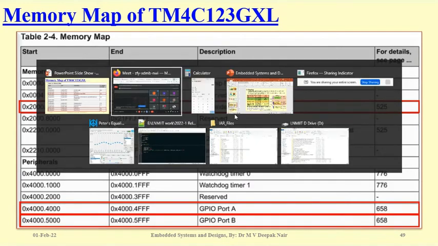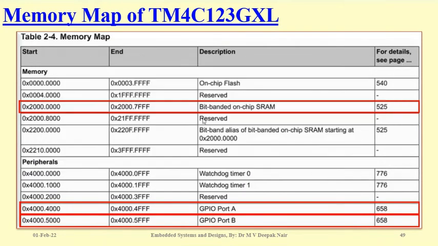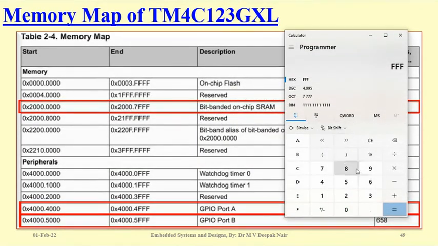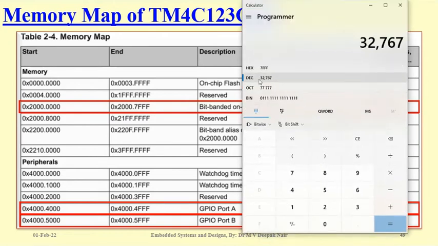Wait a second, let me show you here. Starting address is 2000, right? Ending address is 2007FFFF, right? So let us go to the calculator and check. 7FFF, this is the range, right? So 32 KB. Sorry, my mistake, 32 KB. So 32 KB of memory is taken. Correct, no issues.